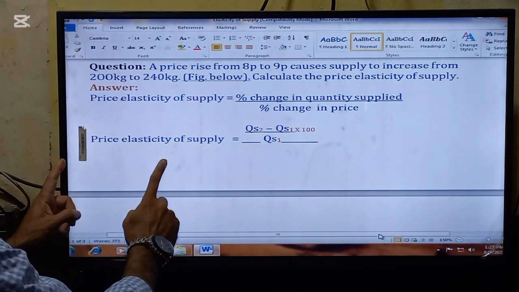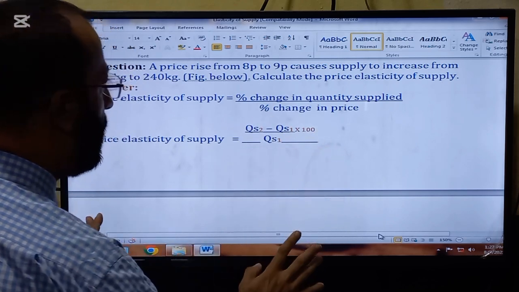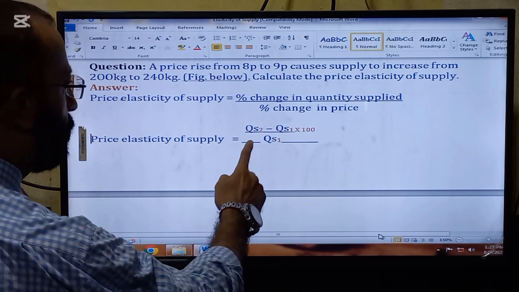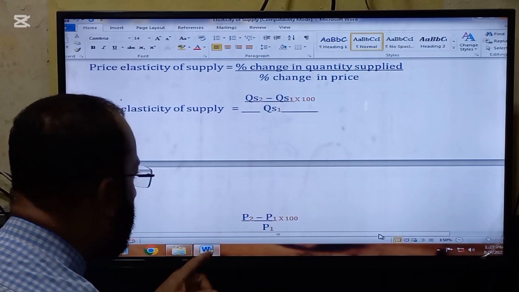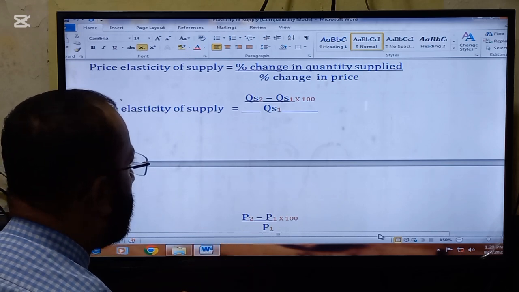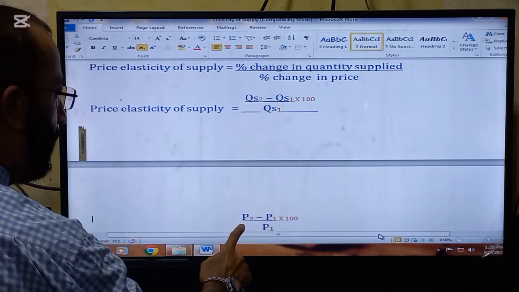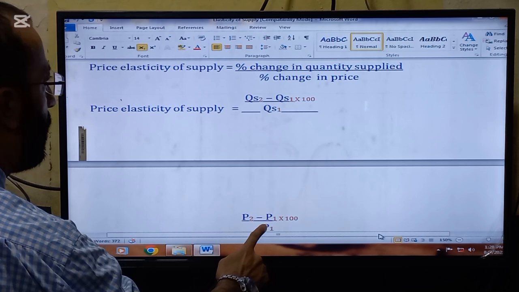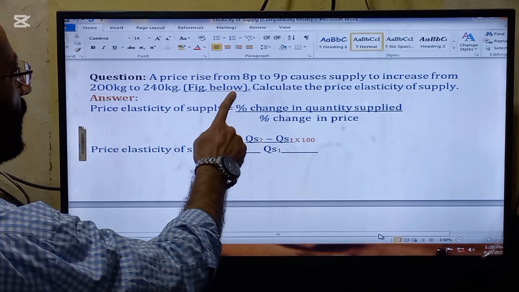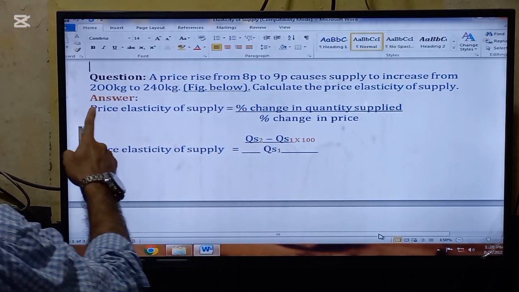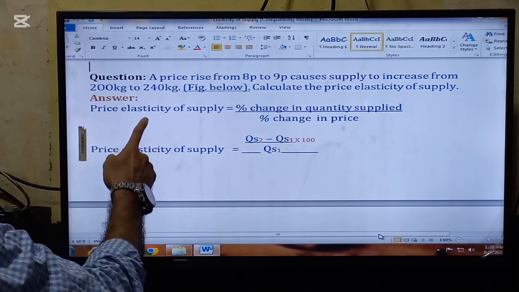The formula for price elasticity of supply is percentage change in the quantity supplied over percentage change in the price, which is equal to QS2 minus QS1 over QS1 multiplied by 100, over P2 minus P1 over P1 multiplied by 100. This is the final supply, this is the initial supply, this is the final price, and this is the initial price. So we are going to put the values. The initial price is 8 pence and the final price is 9 pence, and the initial supply is 200 kg and the final supply is 240 kg.